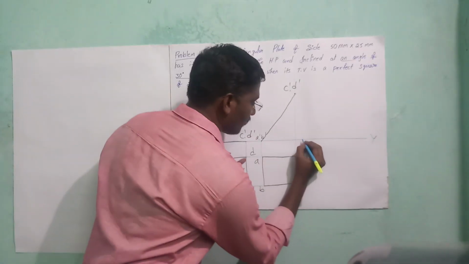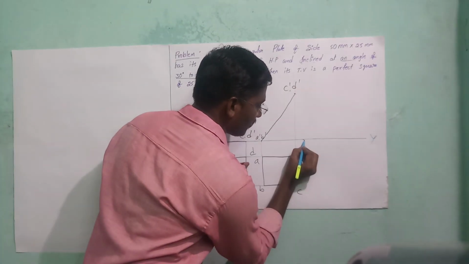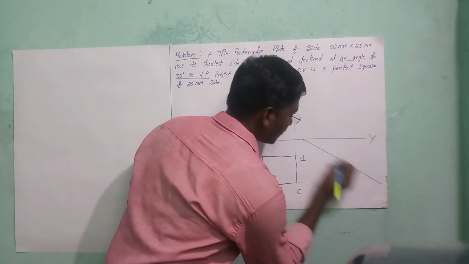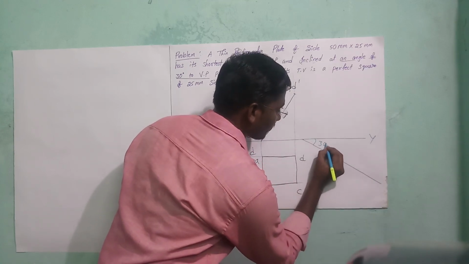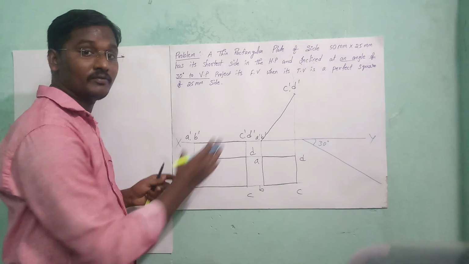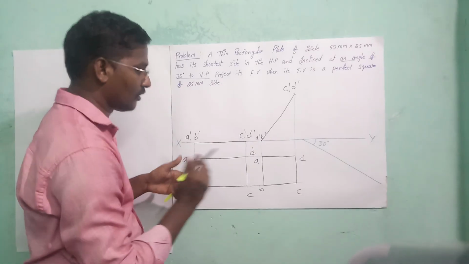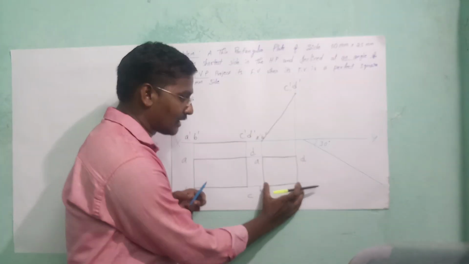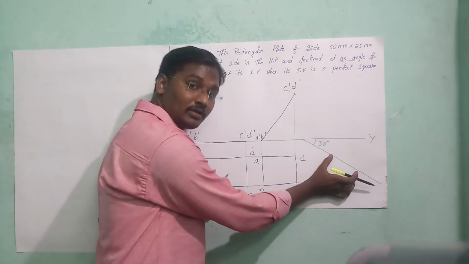Now from this point, take an angle of 30 degrees. Now this angle will be 30 degrees. VP means we have to take below the reference line. Now whatever the square is there here, that square we have to draw on this 30 degrees line.